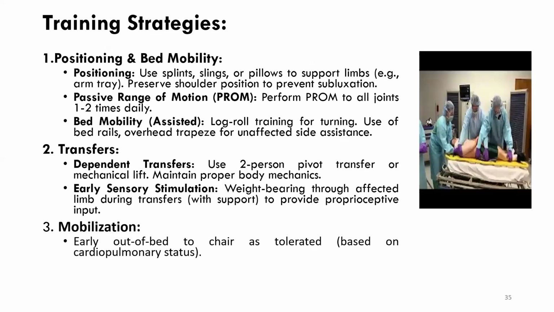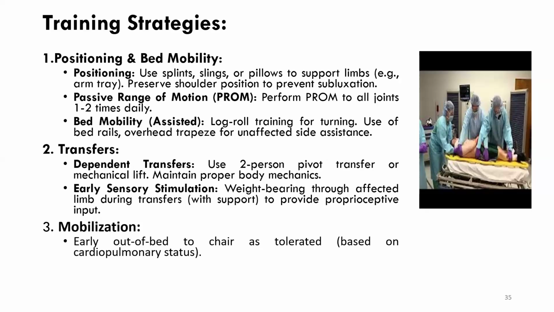So the training strategies at the acute stage, we have positioning and mobility. This is number one: the use of pillows to support the individual. You can use slings to support the shoulder, and then proper positioning of your patient so that you don't have subluxation, or sometimes even dislocation at the shoulder joint. Also you can perform range of motion, maybe passive range of motion, across all the affected joints. Bed mobility is one of the strategies that you can do, maybe a log roll.